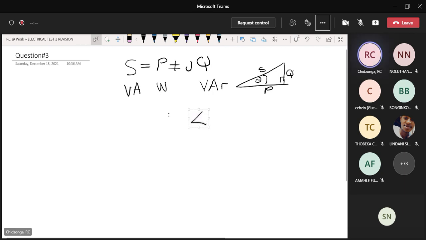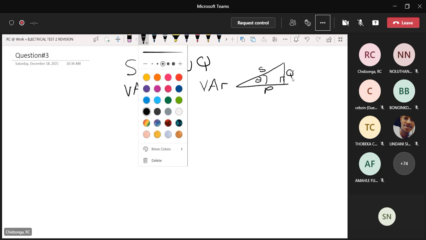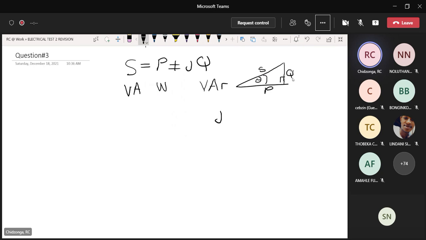Q is reactive power. It is a complex quantity. This is what you can give an angle, and the angle is 90 degrees. In other words, if it's inductive, it will be J. It will be j800, whatever, volt ampere reactive.